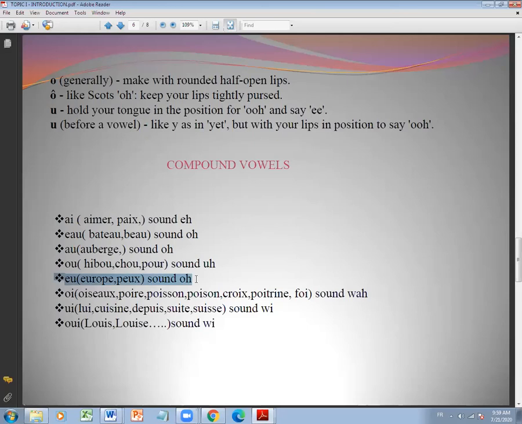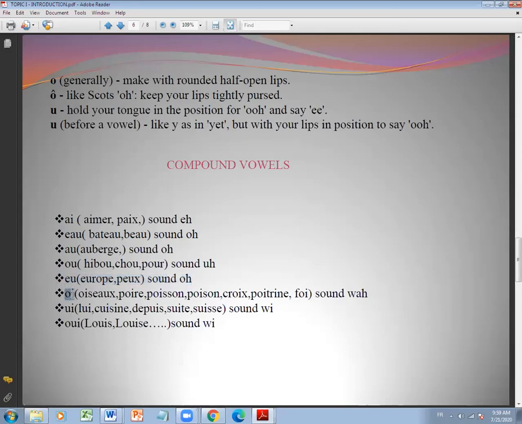So we say Europe. Then the next one. Just get it simple. We say po. Okay. Then OI.